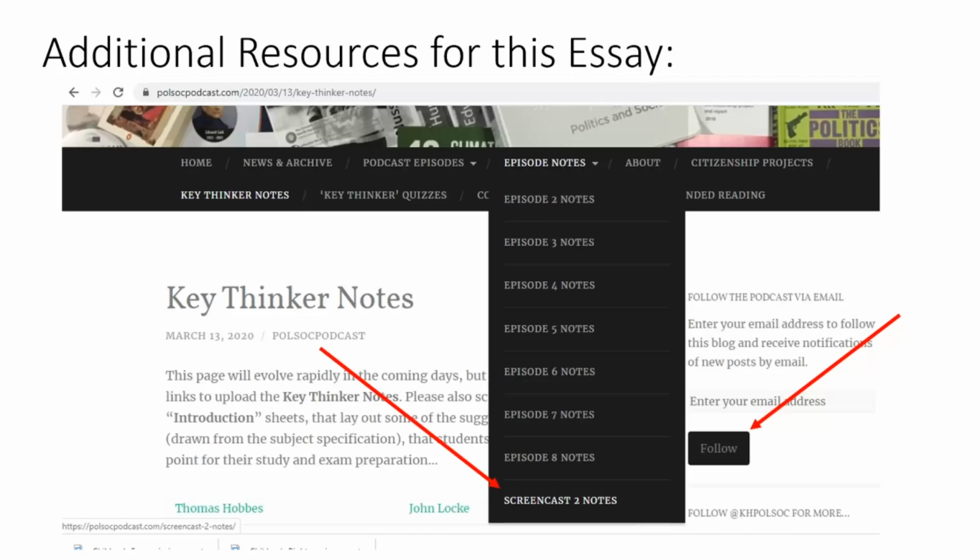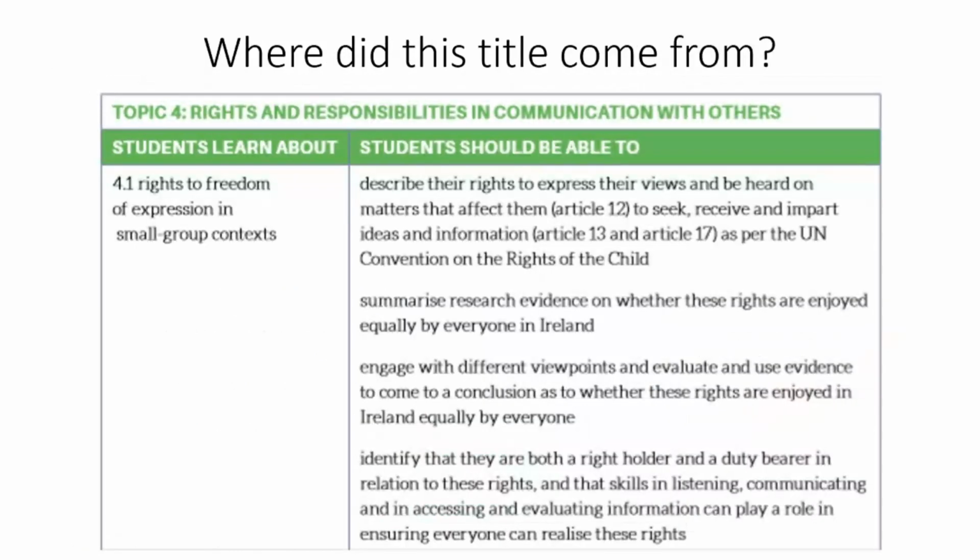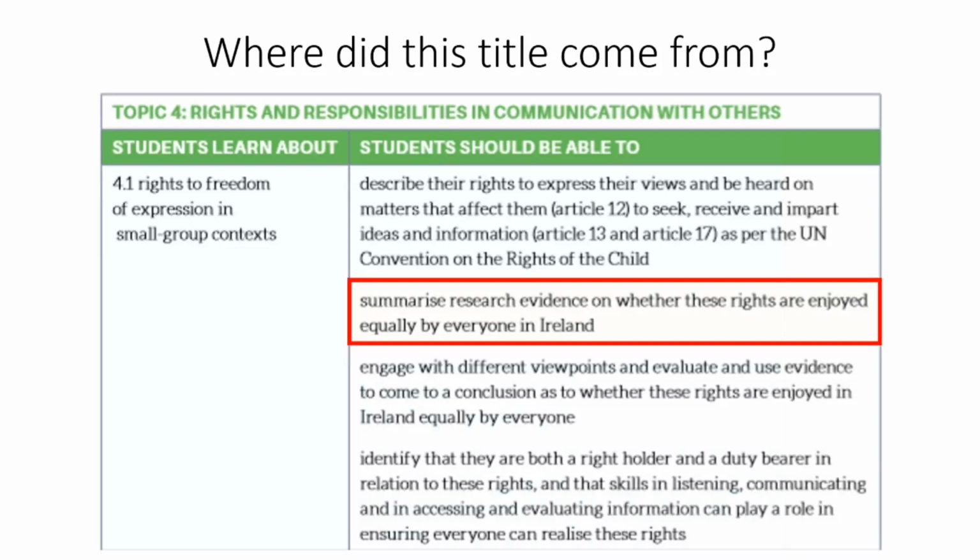So let's dig in. Again, sorry for the quality of the slide here. When I zoom it up, it gets a bit mushy, but it's important to understand where the essays you're being asked to prepare come from. This comes from Learning Outcome 4.1 on the spec, and you'll see here that it is basically summarised research evidence on whether these rights are enjoyed equally by everybody. It's looking at the rights in the previous section.